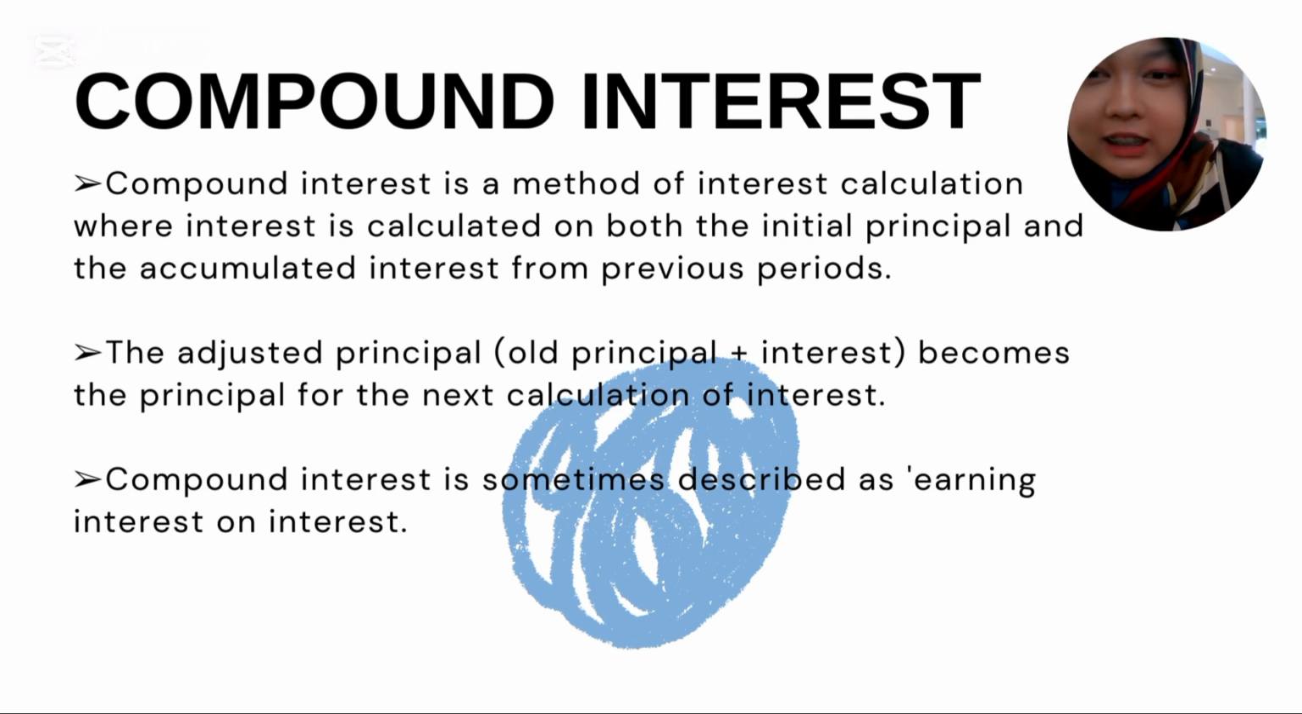Okay, for chapter 3, which is compound interest. Compound interest is a method of interest calculation where interest is calculated on both the initial principal and accumulated interest from previous periods. It's also called the adjusted principal, which is the principal plus interest, and it becomes the principal for the next calculation of interest. Compound interest is also described as earning interest on interest.